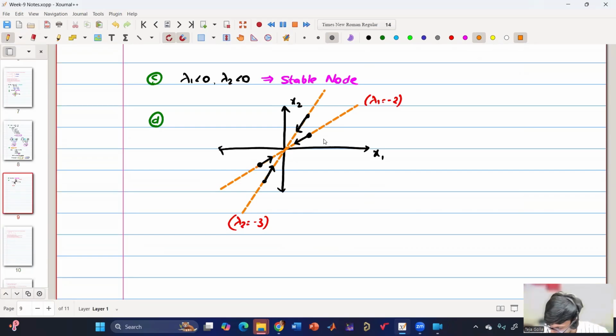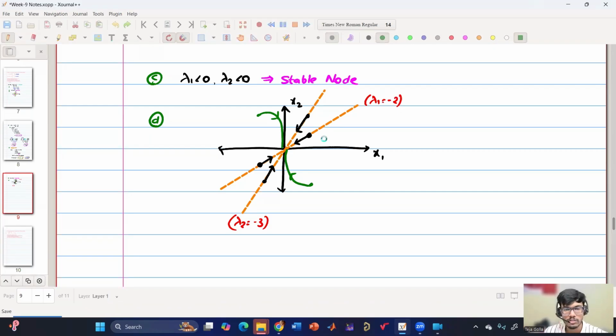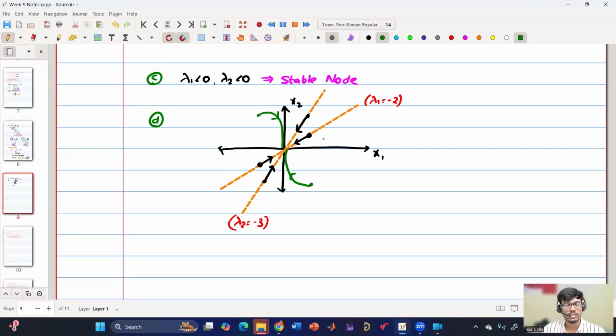Say we have a point here. Lambda 2 equal to -3 has more pull, so it will go something like this. And if you consider a point again here, it can go something like this, because lambda 2 has more pull. So other points will go in a curve fashion, but these points will go along the eigenvector because they are on the eigenvector. So is this question clear?